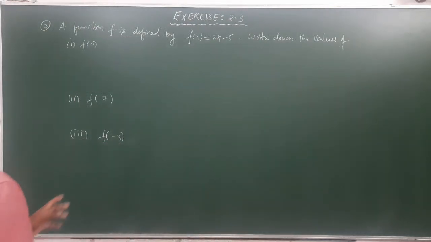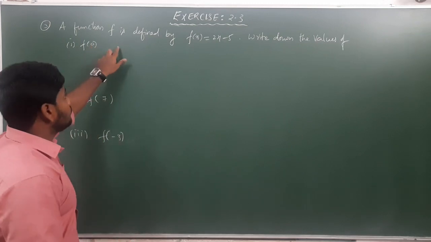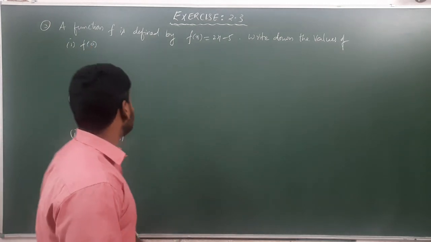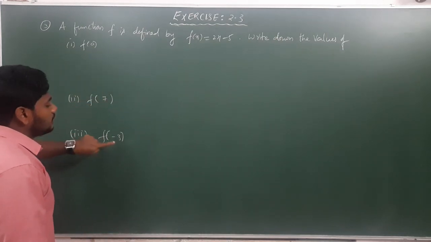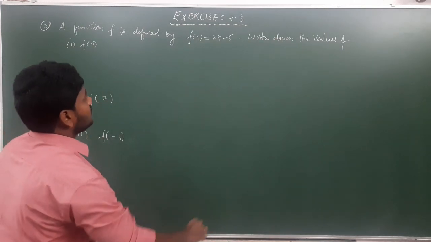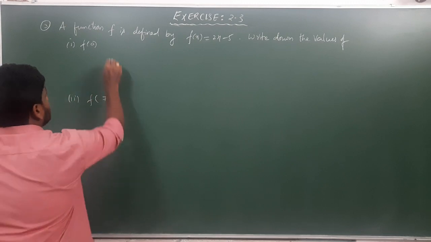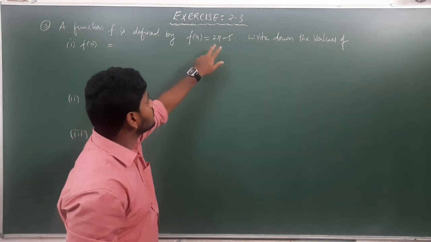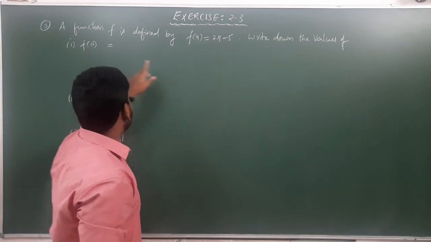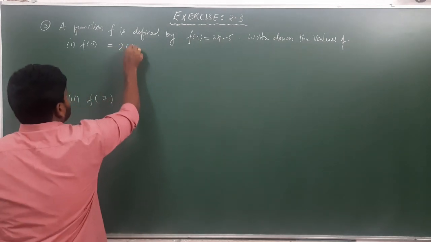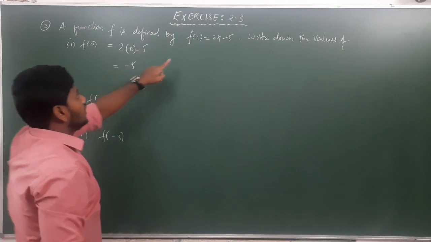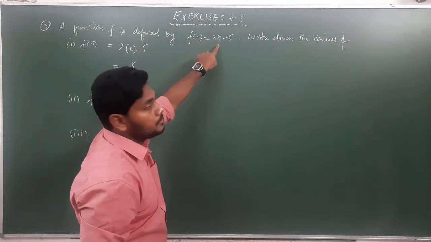This question is to find the function value. A function f is defined by f of x equal to 2x minus 5. Write down the values of f of 0, f of 7, f of minus 3. So this is a very simple question. The question is given in terms of f of x. f of x means 2x minus 5. f of 0 means 2 into 0 minus 5, nothing but minus 5.